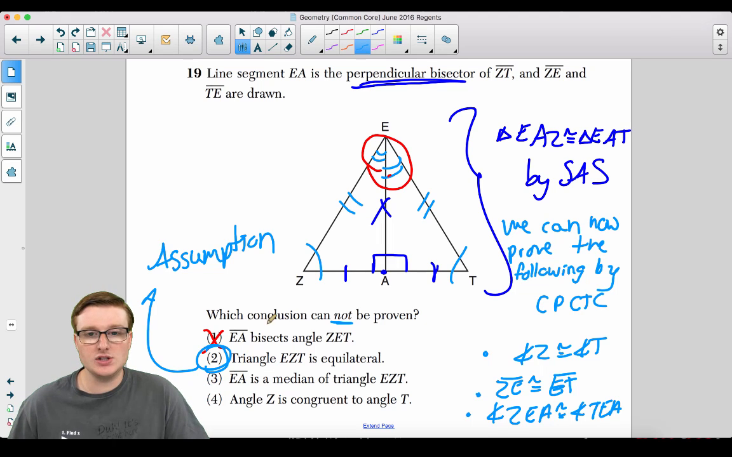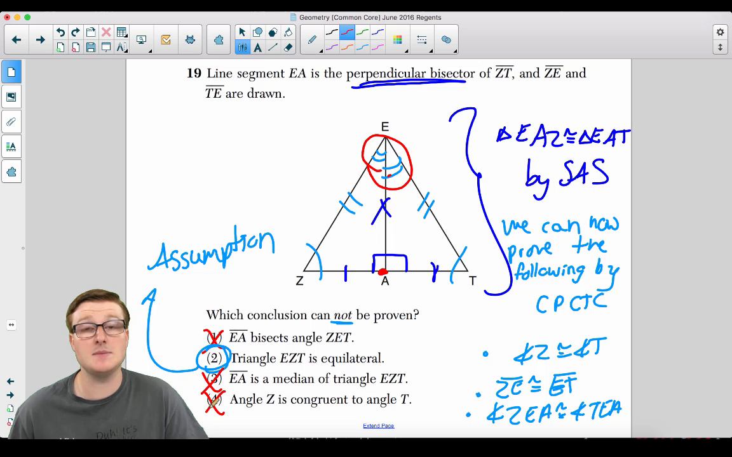Okay? Choice 3 is saying that EA is the median of triangle EZT. Yes, because by definition, a median is drawn to its midpoint, and A is the midpoint of ZT, so that's true. And angle Z is congruent to angle T. That is true by CPCTC. So choice 2 is the correct answer.